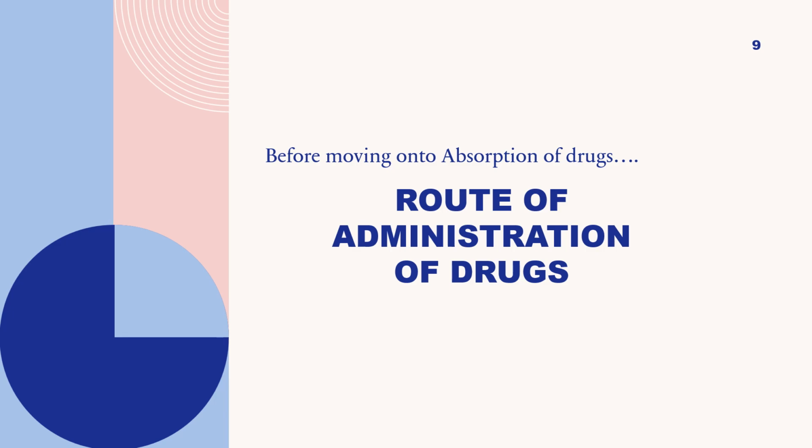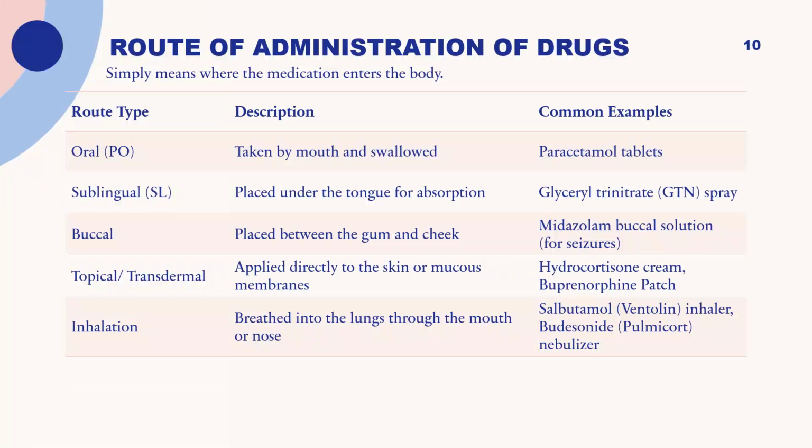Okay. Before moving on to absorption of drugs, I want to talk about route of administration of drugs because it's easier for you to understand absorption when we talk about the route of administration first. So route of administration of drugs might scare you if you're not familiar with the term route. Route simply means where the medication enters the body. There are actually a lot of ways a medication can enter the body.